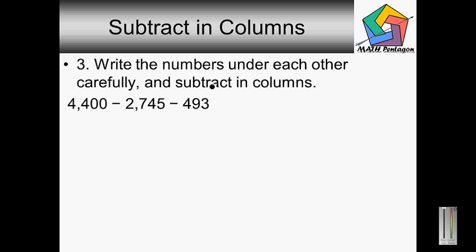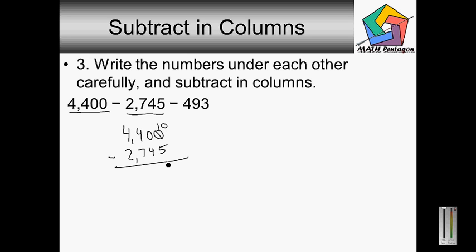Here we want to write the numbers under each other carefully in subtracting columns. Since these are both thousands right here, I'm going to subtract them both first and then subtract the 493 later. So I have 4,400 minus 2,745. So I'm going to borrow from 0.